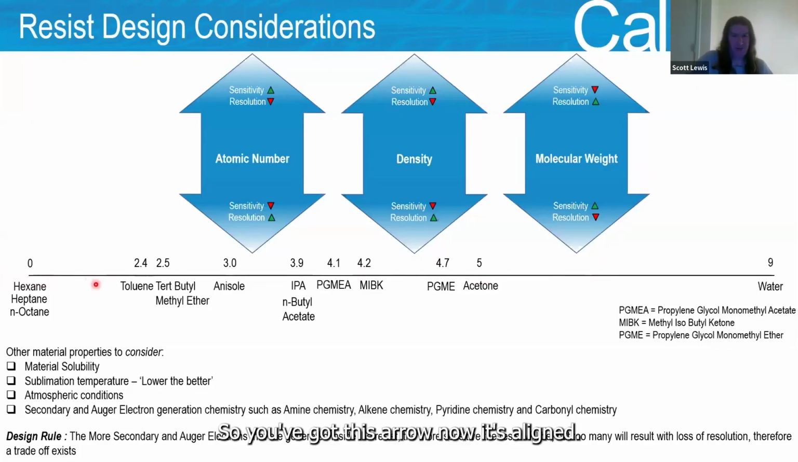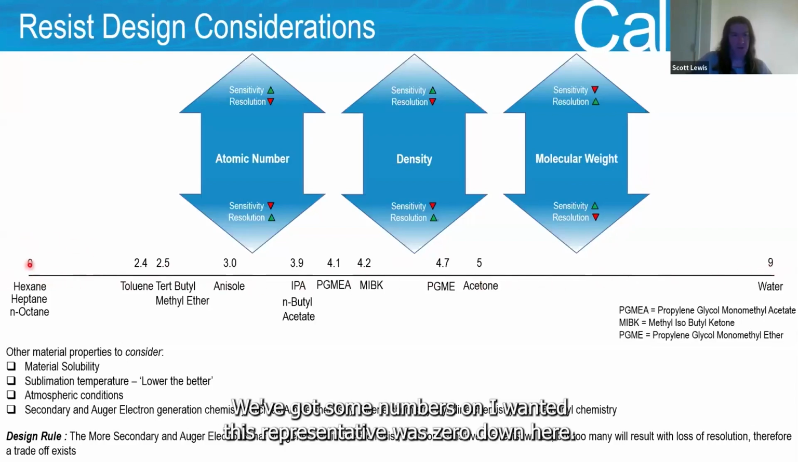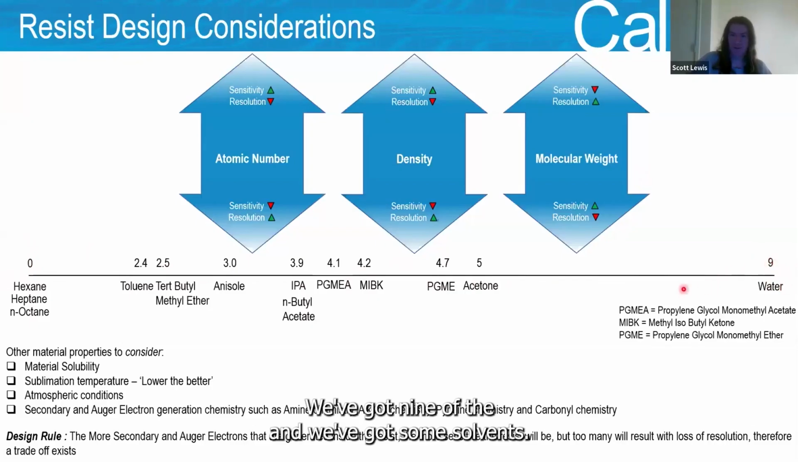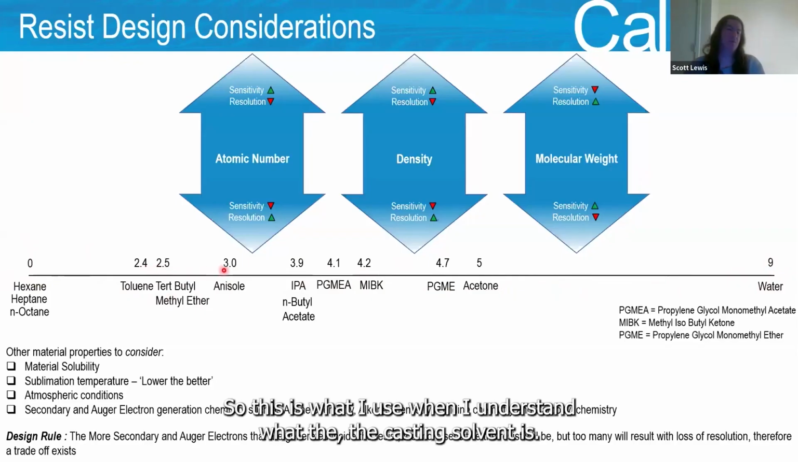So we've got this arrow. No, it's a line, sorry. We've got some numbers on it. What does this represent? We've got 0 down here, and we've got 9 up there, and we've got some solvents. This is the index polarity. This is what I use when I want to understand what the casting solvent is.